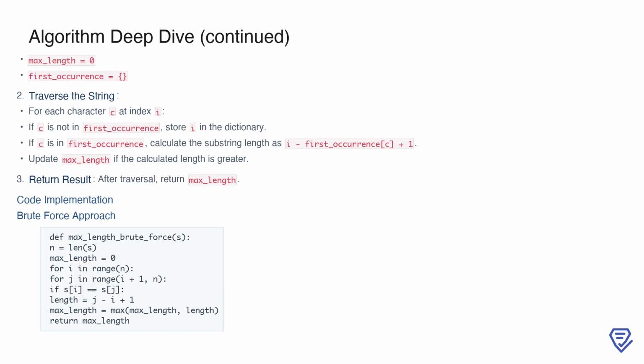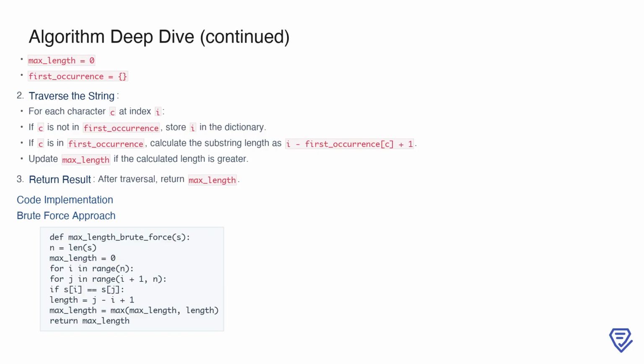If it is in the dictionary, we calculate the substring length as I - first_occurrence[C] + 1 and update max_length if this new length is greater than the current value. After completing the traversal, the value of max_length will represent the length of the largest valid substring.